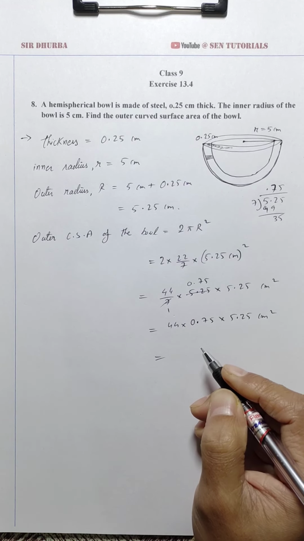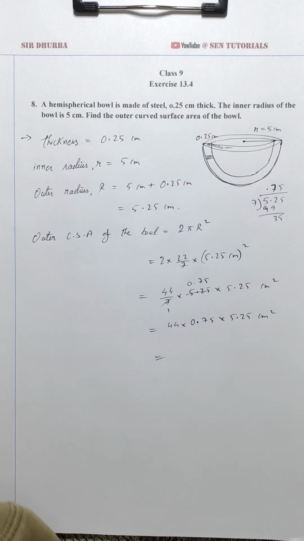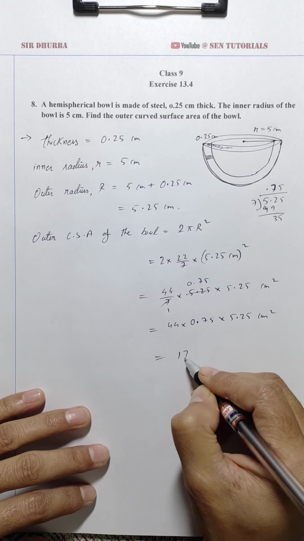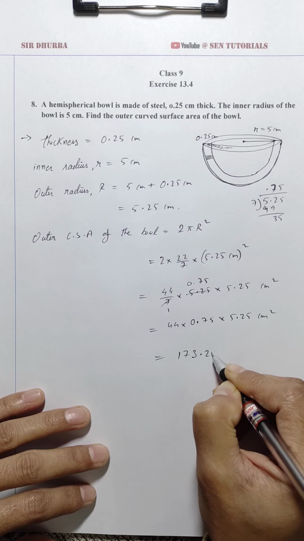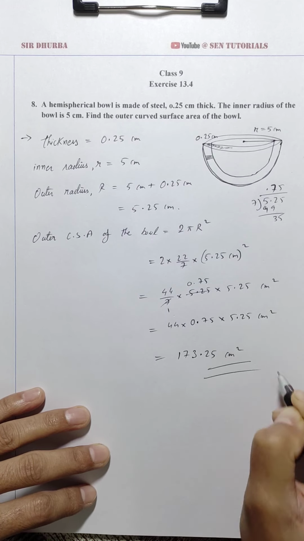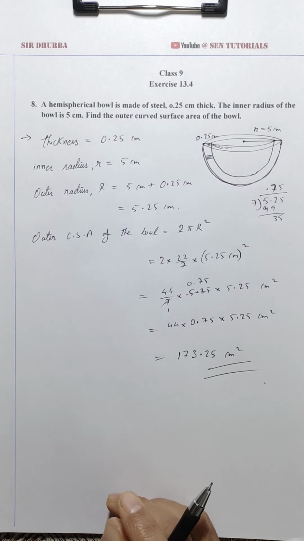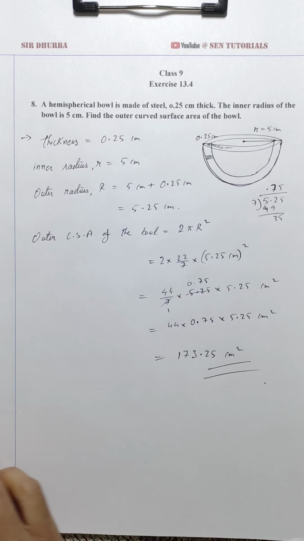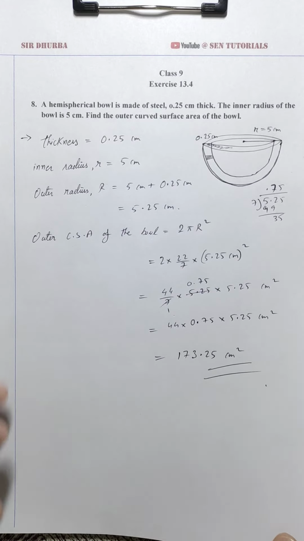So we just multiply this. How much shall we get? Let's multiply this. I'll do it directly. 44 into 0.75 into 5.25. So that will be 173.25 centimeter square. Okay, done. Simple question. Last one.